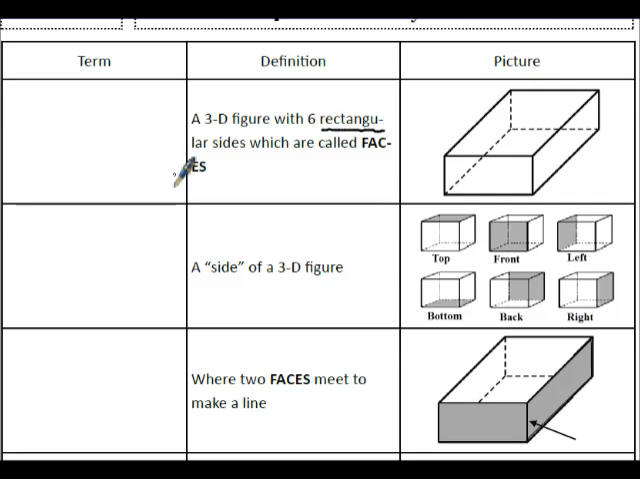A 3D figure with 6 rectangular sides, which are called faces. So I have 6 different sides, and each side is a rectangle. So we're going to have a rectangular prism.